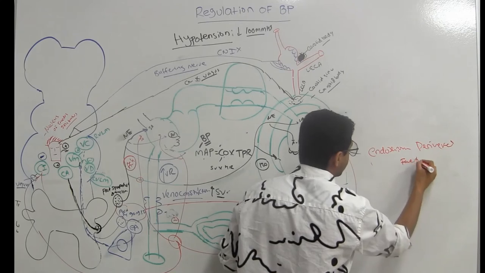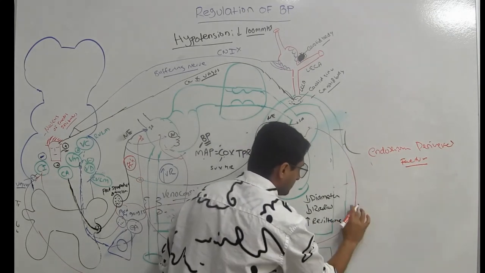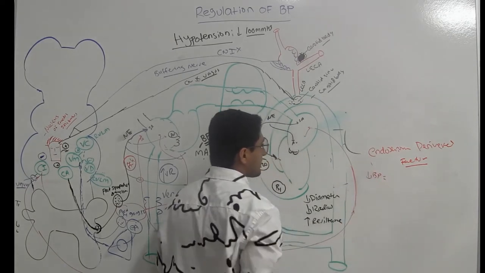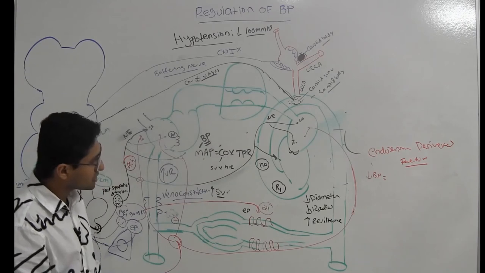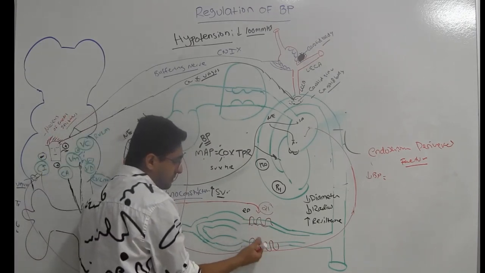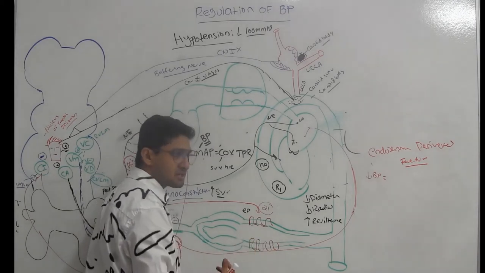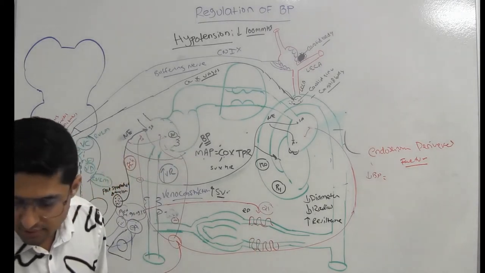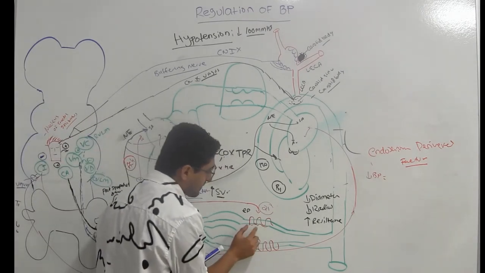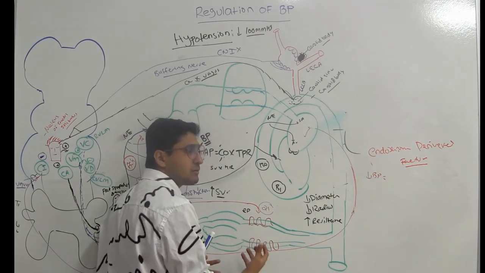What that means is that whenever the blood pressure is low, what is happening? These arterioles have an intrinsic property to respond based on that. To maintain the blood pressure, these guys can release some compounds, okay? These are called local metabolites.